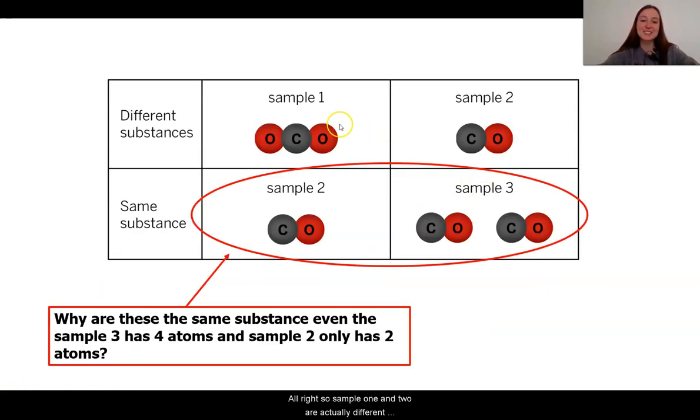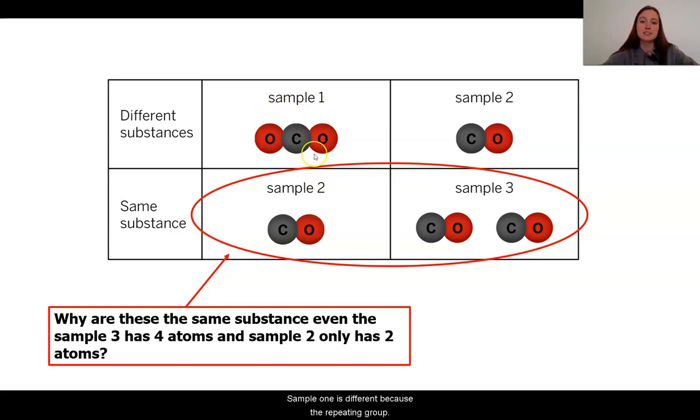All right, so sample one and two are actually different substances, and so sample two and three are actually the same substance. Why are these atoms the same? Even though this sample only has two atoms and this has four, well, as you might notice, this repeating group is the same over here. And so sample three is just actually more of sample two. Notice how the carbon and oxygen repeat in the same exact way and pattern as in sample two.